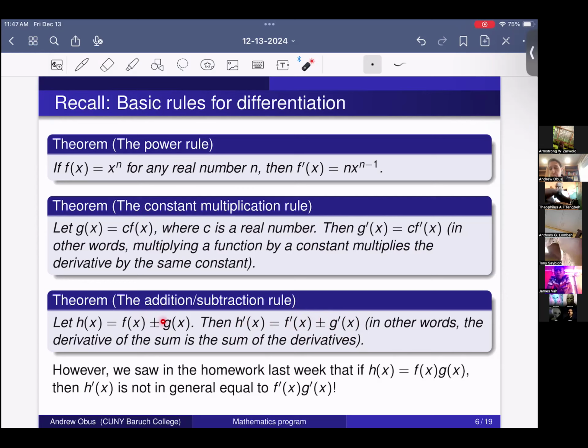But this works for plus and for minus, but what we saw last week is that this does not work for times. If I have a function that's given by multiplying 2 functions, f and g, so if h is f of x times g of x, then the derivative of h is not the same thing as the derivative of f times the derivative of g.